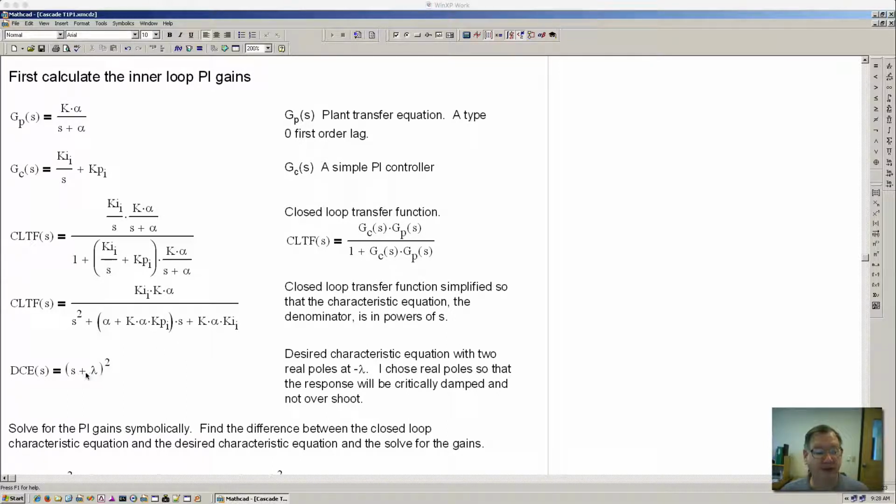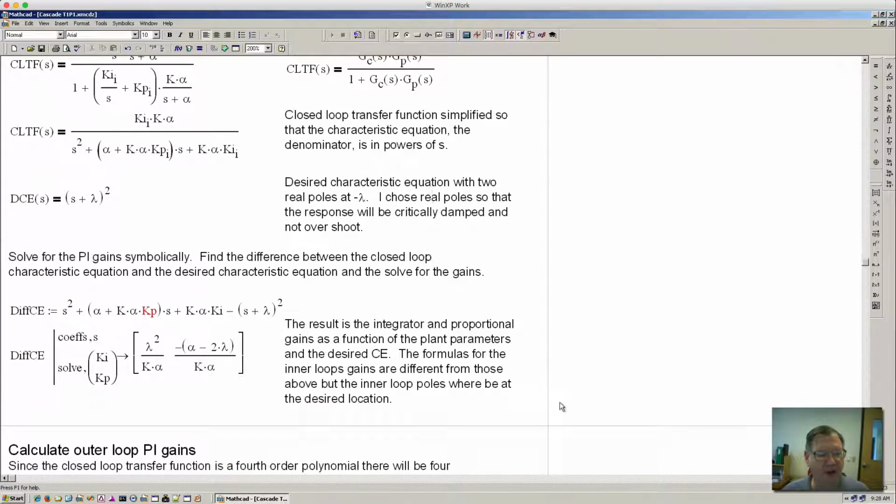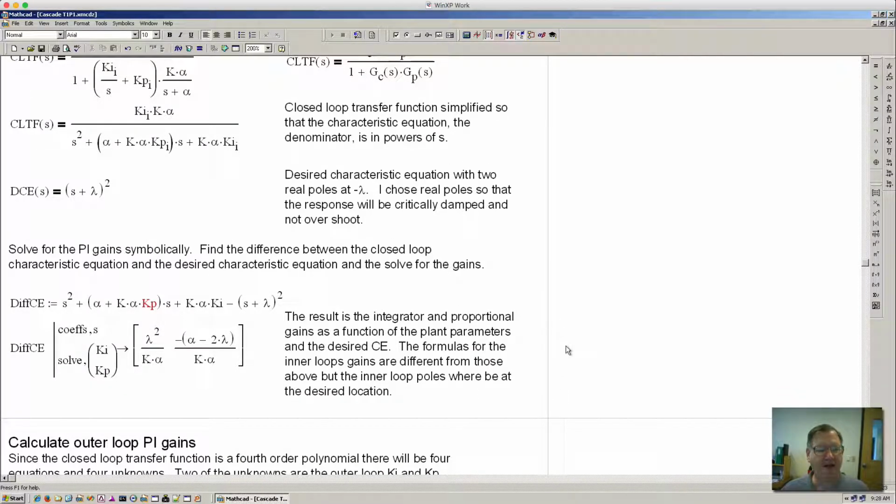What we're going to do is we can place this anywhere we want. So this is the difference between what we're doing in part 2 versus part 1, is we're placing the inner loop poles first at any desired location. And I'm going to put them on the negative real axis so we get a critically damped response. So moving up, I'm going to solve for the proportional and integrator gains symbolically. I have a shortcut way of doing it, so I have the symbolic formula for the integrator gain here and the symbolic formula for the proportional gain here.